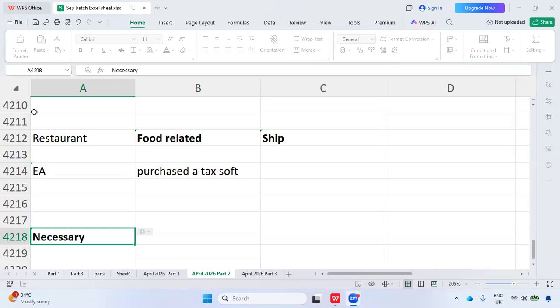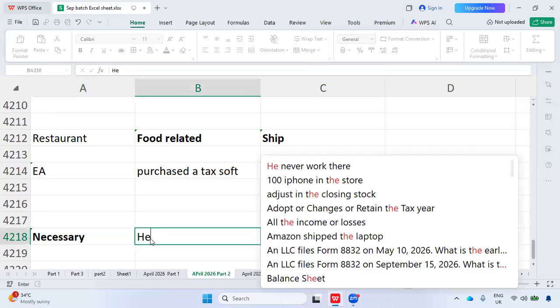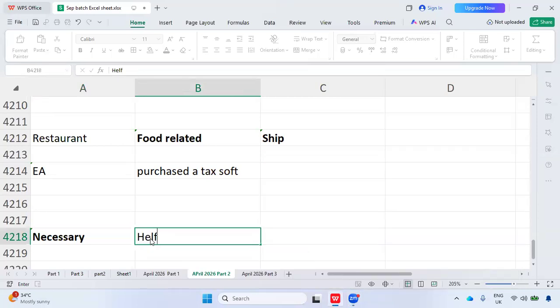So necessary generally means which is absolutely required, which is indispensable. But for tax purpose, necessary doesn't mean it is absolutely required. So for tax purpose, it should be helpful for the business. And also it should be appropriate. Can say which are necessary.